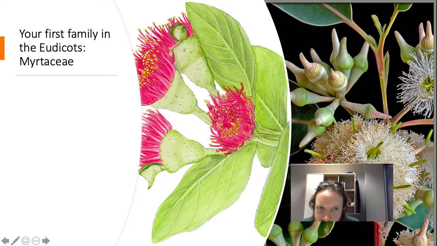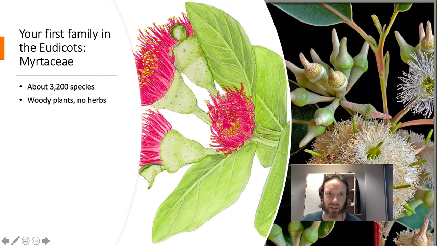Hello, so this is the first family in the eudicots that we're going to get to, which is the Myrtaceae. Super important family in Australia. About 3,200 species across the continent, and really, really distinctive. And I don't think you should have any trouble getting the gist of how to recognize the Myrtaceae, both at the botanic gardens and also in the field.